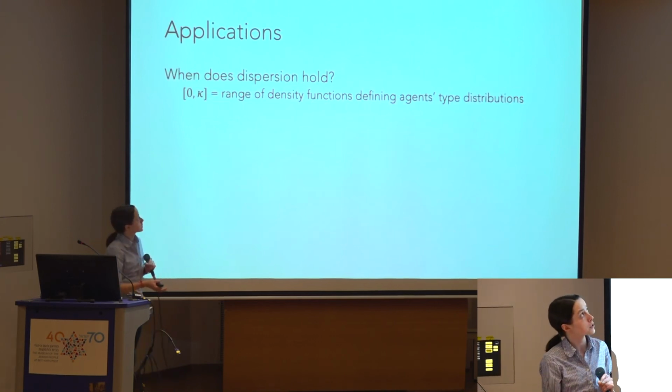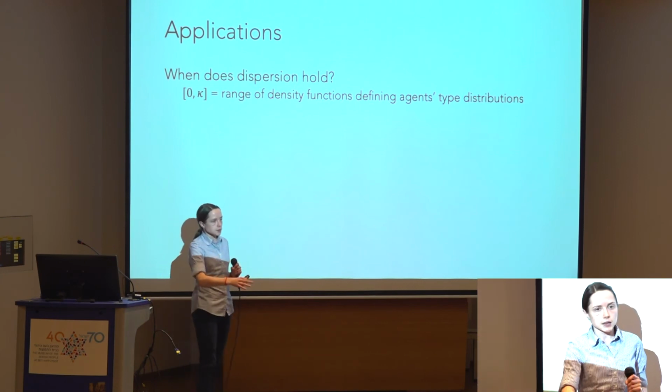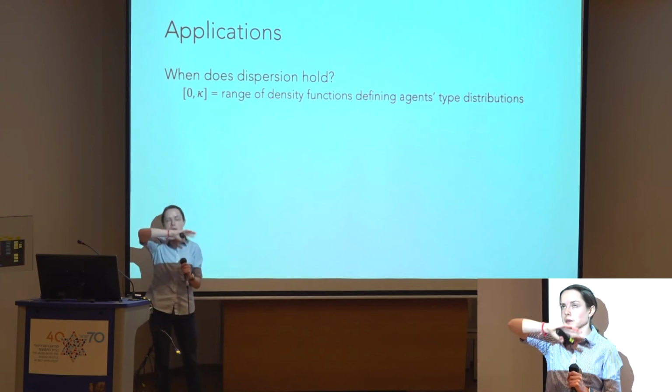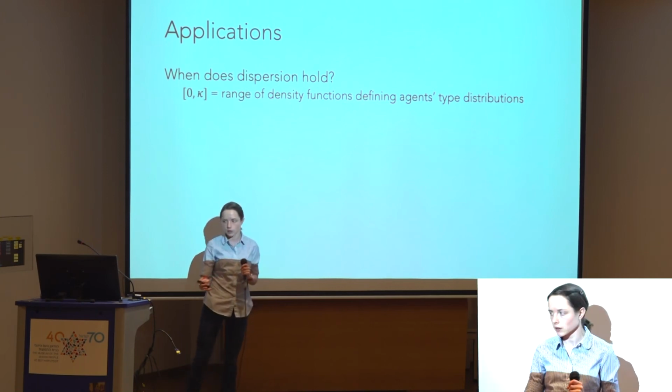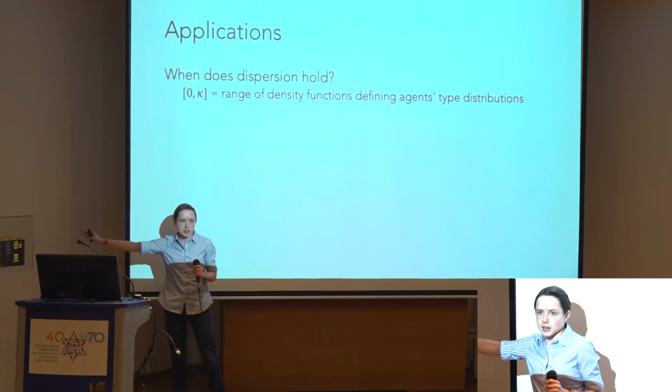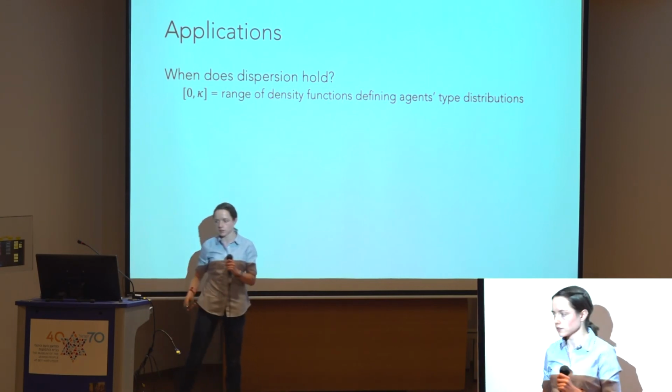So when does dispersion hold? Let's say that the agents' types have a density function whose range is bounded between 0 and kappa. This is just saying that there aren't any point masses in this distribution over agents' types.